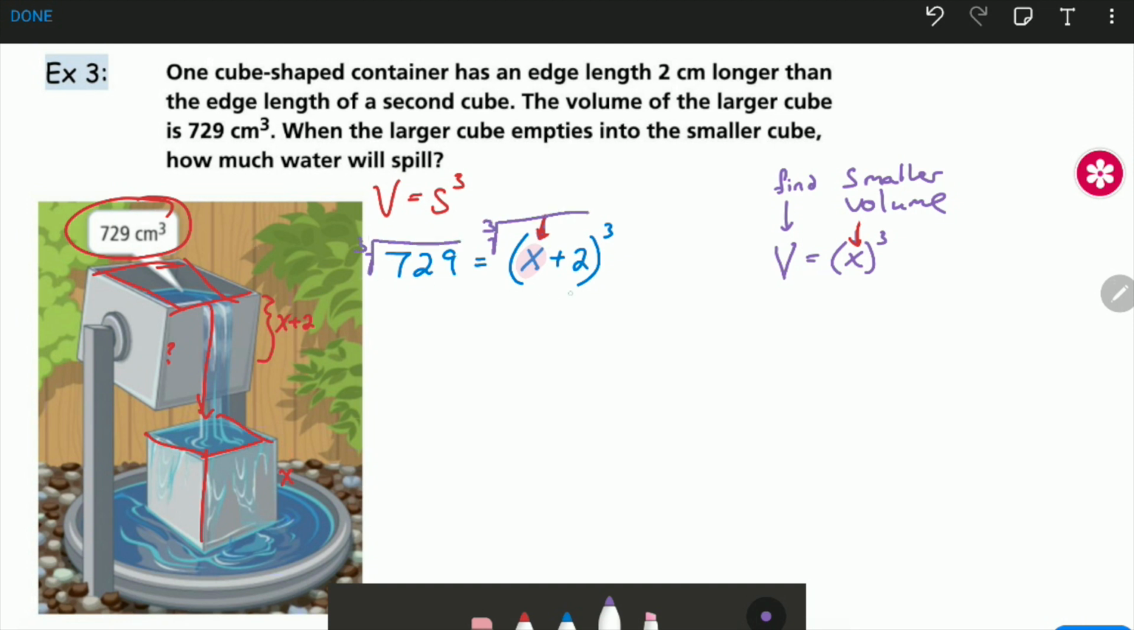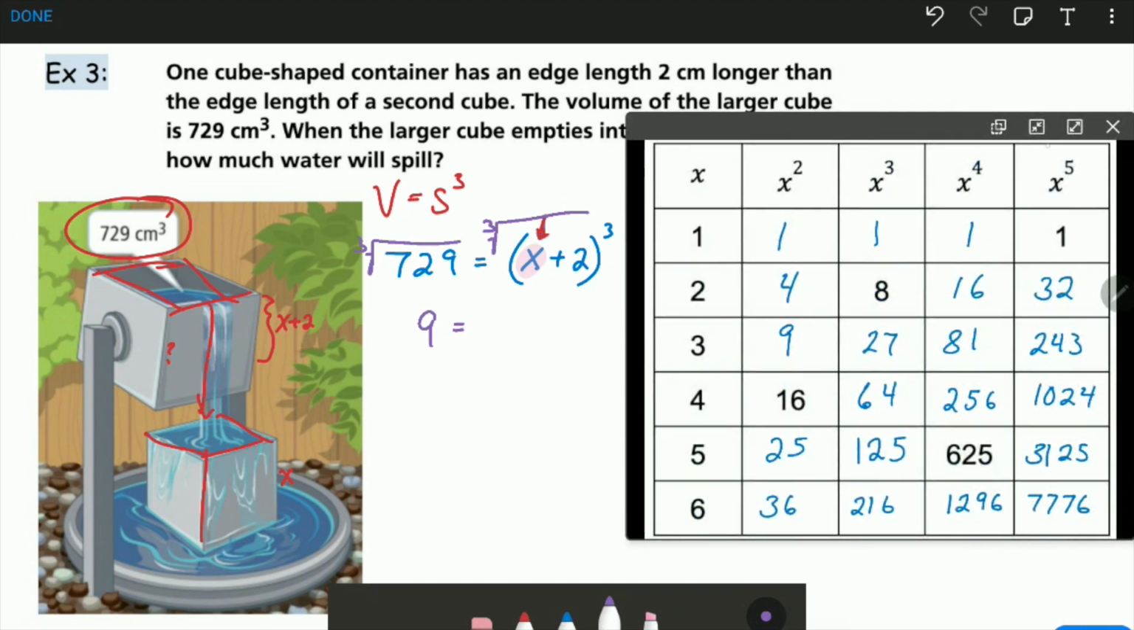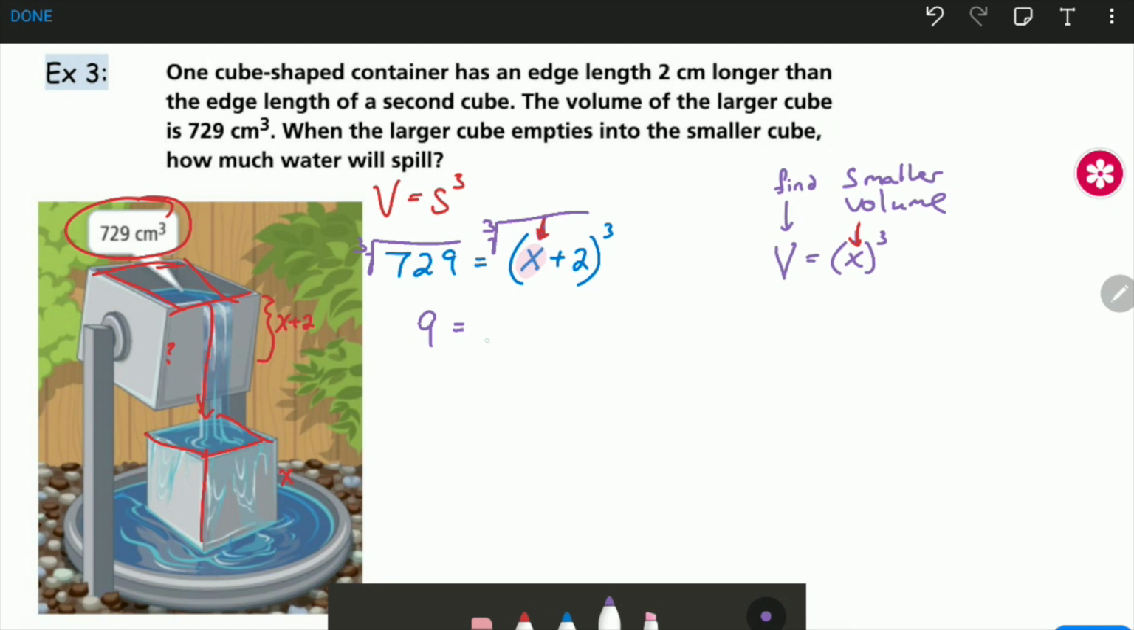I know I need to do this because there's nothing outside the parentheses besides the exponent. So I will do the cube root of 729. I think that's 9, but I should probably confirm it. Yep, 9. My calculator told me 9, and my chart doesn't quite go up that far. There's always ones off the chart, but the chart can be helpful sometimes. Anyways, cube rooting both sides gives us 9 equal to x plus 2, which means if I subtract 2 from both sides, I get that x, or the side length for the smaller cube, is going to be 7.